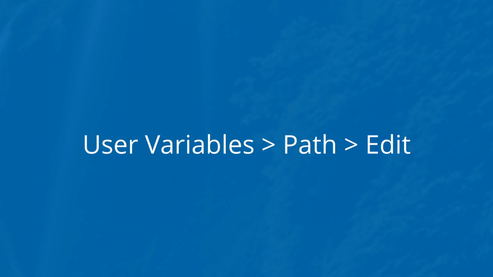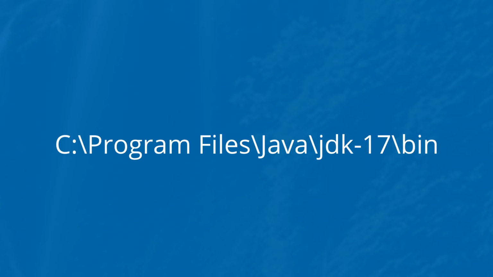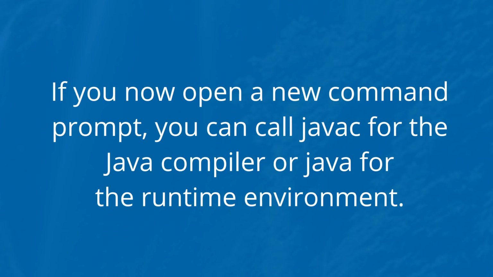In the top, under User Variables, look for Path. Via Edit, change the entry and add the JDK bin directory to the path after a semicolon. Confirm this change by clicking OK. If you now open a new command prompt, you can call javac for the Java compiler or java for the runtime environment.